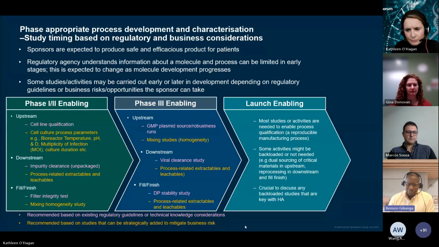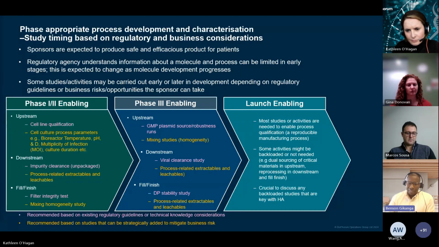And then as we progress to phase 2, phase 3, again, at this point, you need to have a better understanding of your molecule and your process than in phase 1, 2. We do something very similar. So for upstream, we have some studies that we strongly feel from regulatory guidelines, as well as the technical knowledge, that need to be understood at that point. There are other things that are included there. And same thing with the business process.